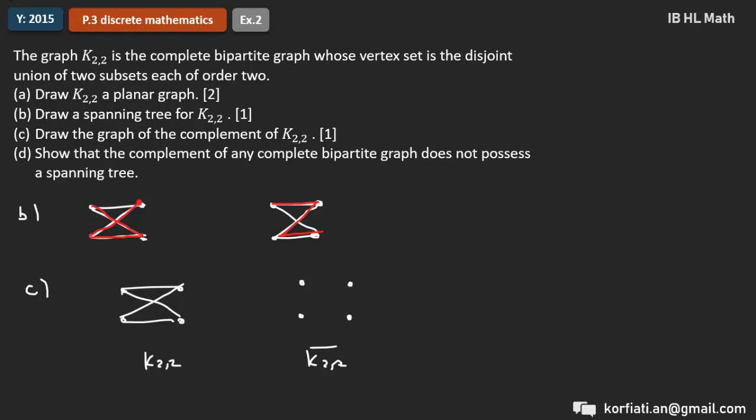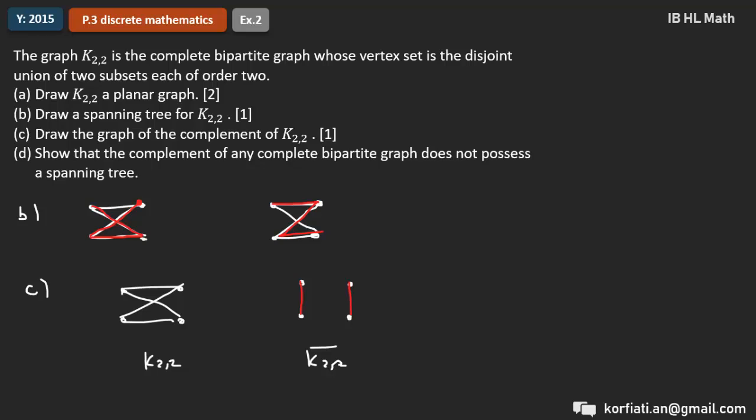I will have exactly the same vertices, but I will have all the edges that are not contained in the initial graph. Side note, both G and the complement of G are considered to be simple graphs. This definition of the complete graph stands only if the graphs that we're talking about are simple. So let's see, in the complement of K2,2, I will have only this edge here and this edge here.